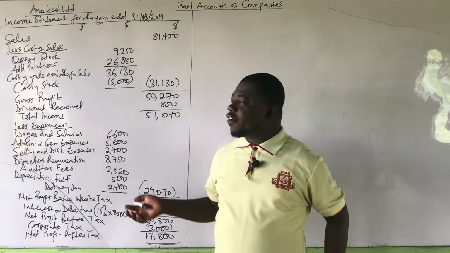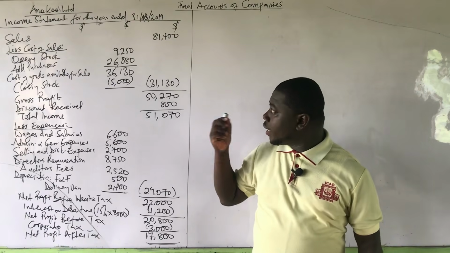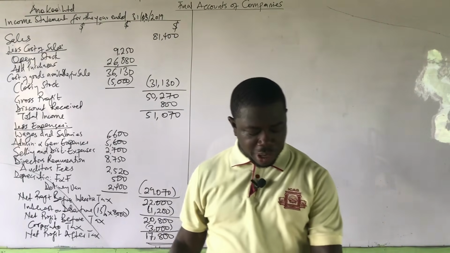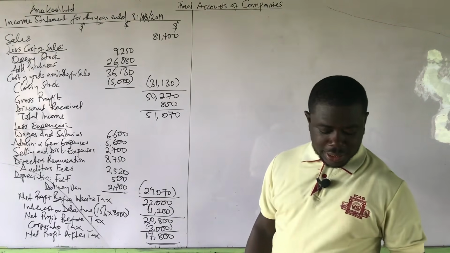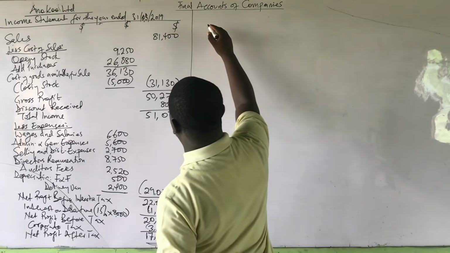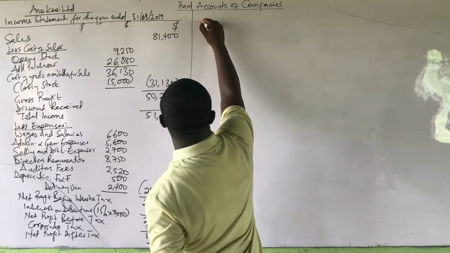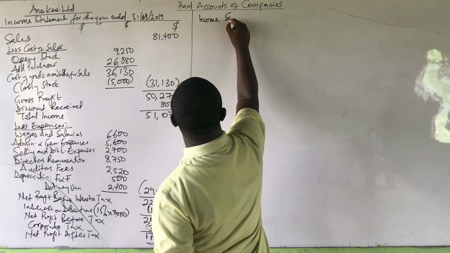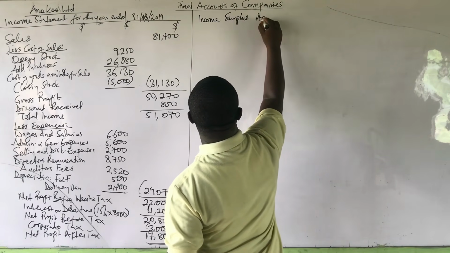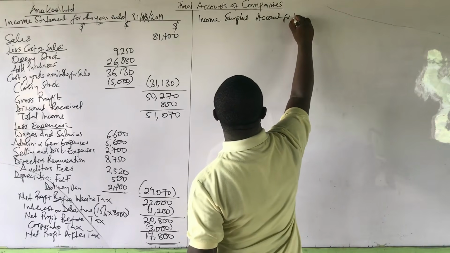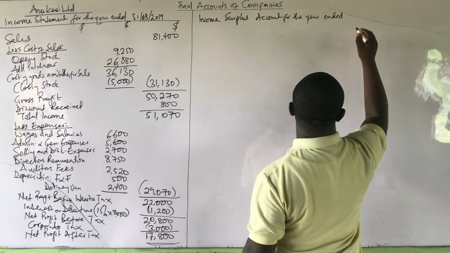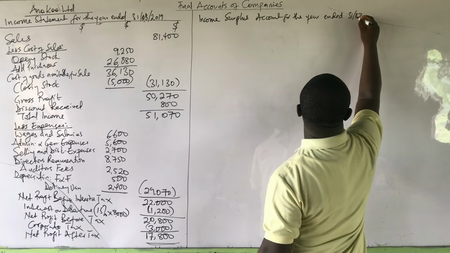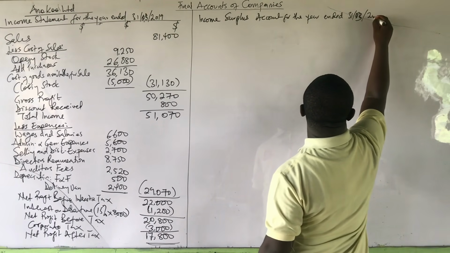Okay. Having been able to prepare the income statement, we look at the next requirement, which says that we should prepare the income surplus account for the year ended 31st March 2019. And I'm going to prepare the income surplus account with you, as I have already given you the format. So, income surplus account for the year ended 31st March 2019.